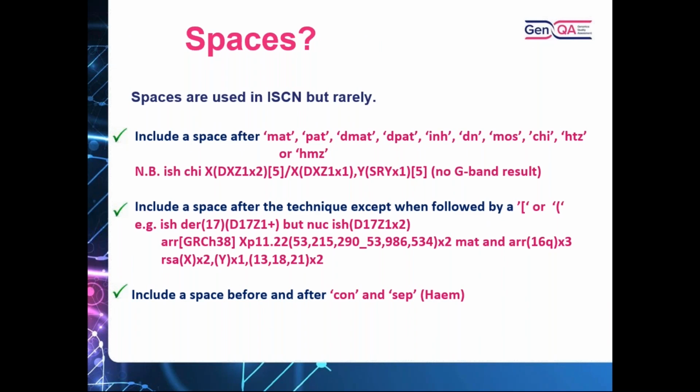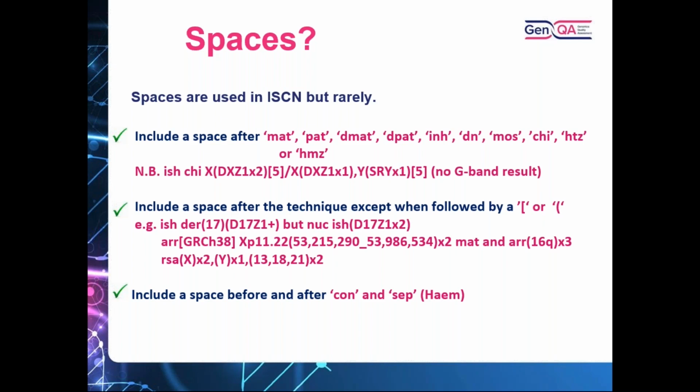Spaces are used in ISCN, but rarely. You do include a space after using MAT, PAT, DMAT, DPAT, INH, DN, mosaic, chimera, heterozygous and homozygous. There are some interesting examples where things are slightly different.